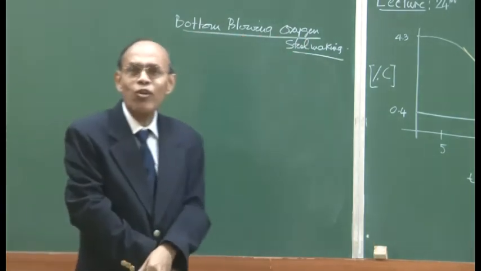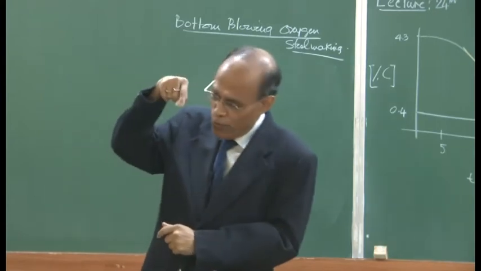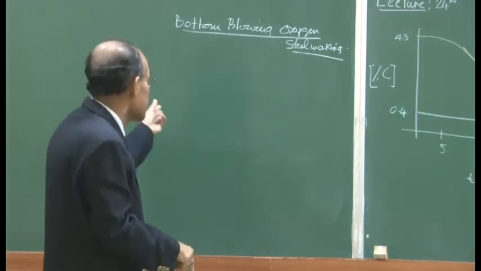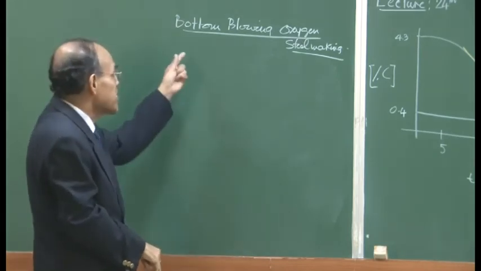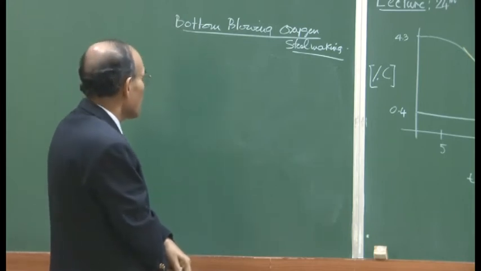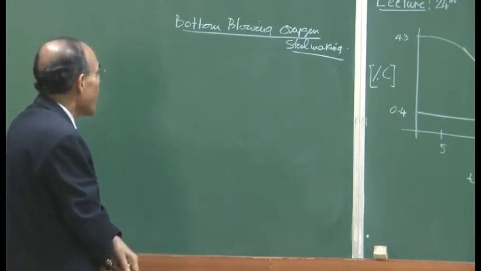In the case of the top blown or LD steel making process, oxygen is put from the top at a supersonic speed. Okay? In the other cases, we really do not require that. In these cases, oxygen is going to be blown at a much lower speed through the molten metal.